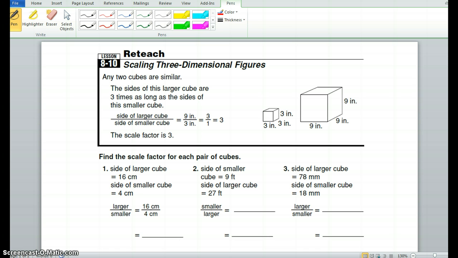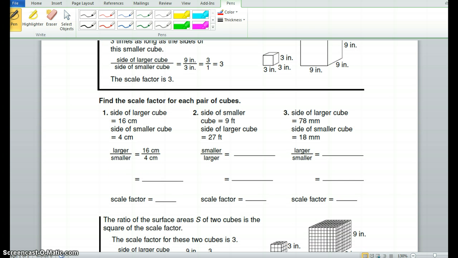So we're going to be finding scale factors and also looking at the effects that those would have on area and volume. So let's go ahead and look at example 1. Find the scale factor for each pair of cubes. So first of all, I need to find the length of the side of the larger cube, which is 16, and the length of the side of the smaller cube, which is 4. And of course, 16 over 4 will reduce to 4. So our scale factor on that particular shape is simply 4.